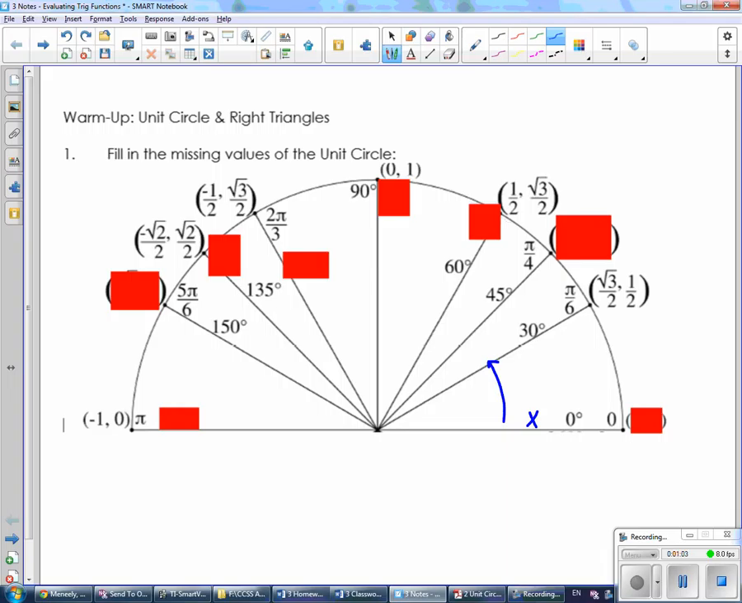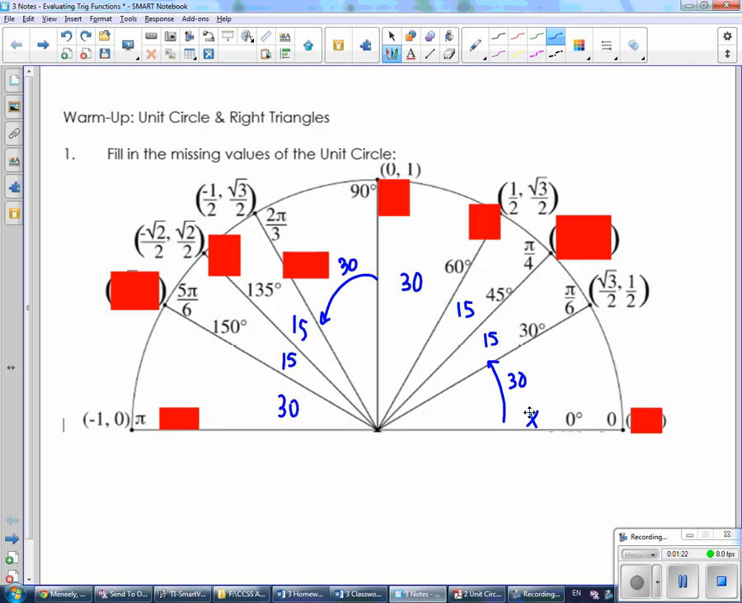And if I take a look at the difference here, this is 30 degrees, this is a difference of 15, this is a difference of 15, and then this is a difference of 30. And those patterns continue all the way around the circle. So for example, this distance here is going to be 30, 15, 15, 30.